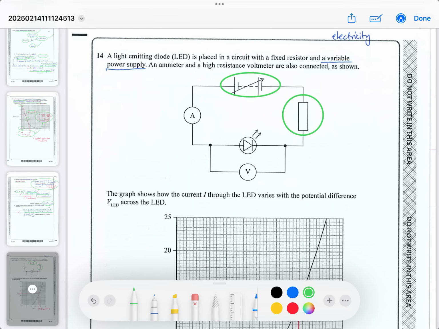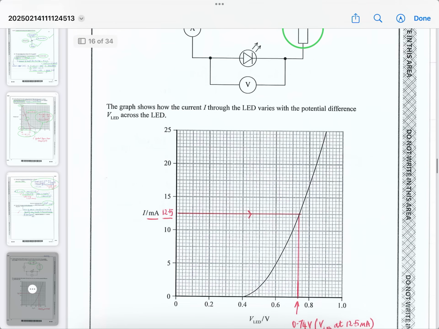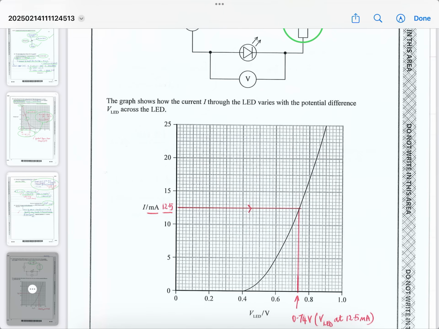An ammeter and a high resistance voltmeter are also shown correctly wired up. The voltmeter is in parallel with the LED. The ammeter must also be in series. The graph shows how the current through the LED varies with potential difference across the LED. So when they took the values, you can see that initially the current doesn't increase until you reach a certain threshold voltage, which is just about 0.4 volts for the LED.